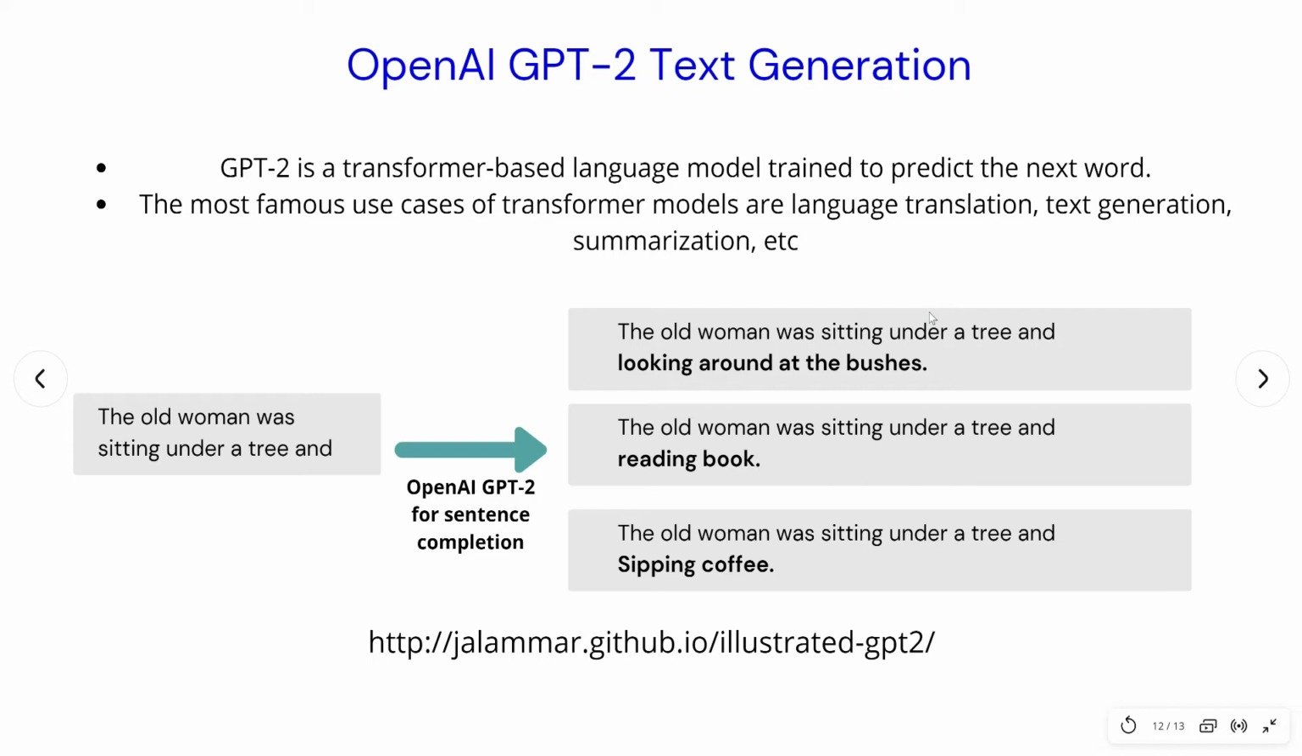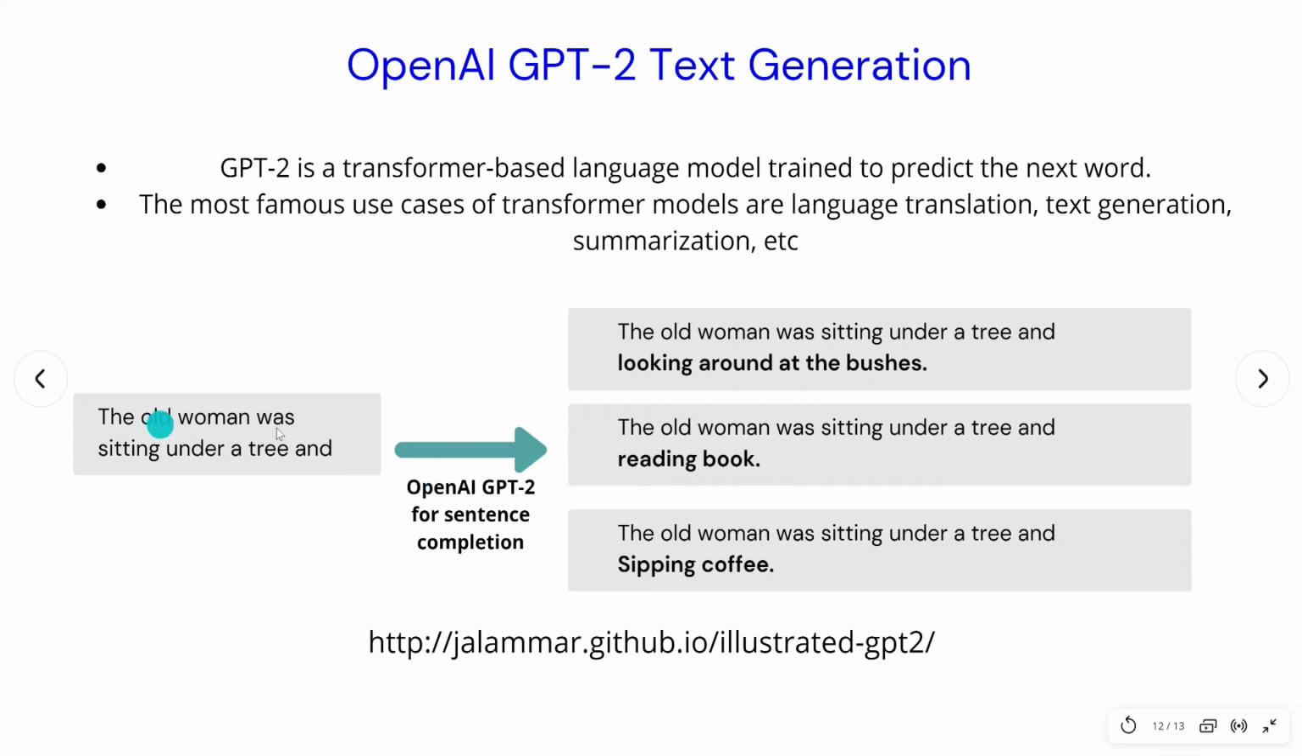How GPT-2 is trained is that we give a certain input text, let's say the old woman, and we train the algorithm to predict the next word, which is was. Again, you give the sentence the old woman was, and you train the algorithm to predict sitting. Similarly, you give the old man was sitting and you train the algorithm to predict under. So it is trained to predict the next word, and once that is done, you can give any sentence like this and it can keep generating next words and you can fill up a sentence like this.